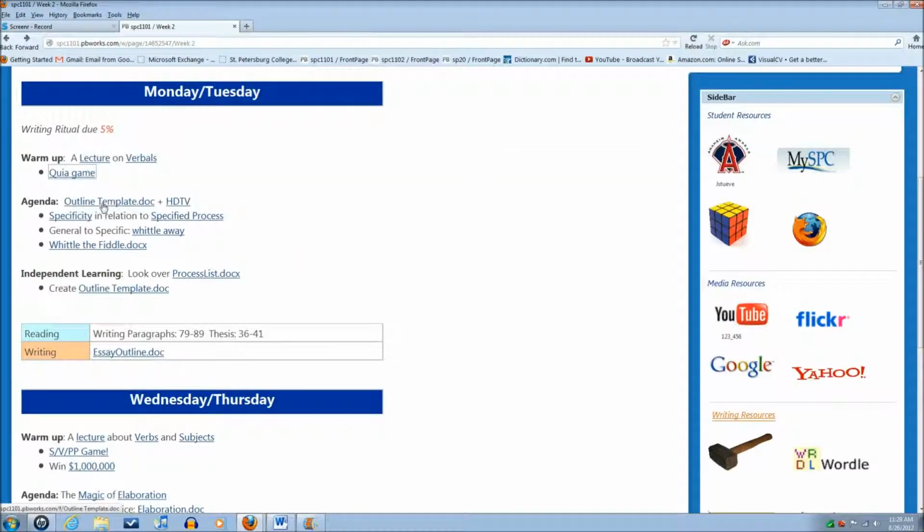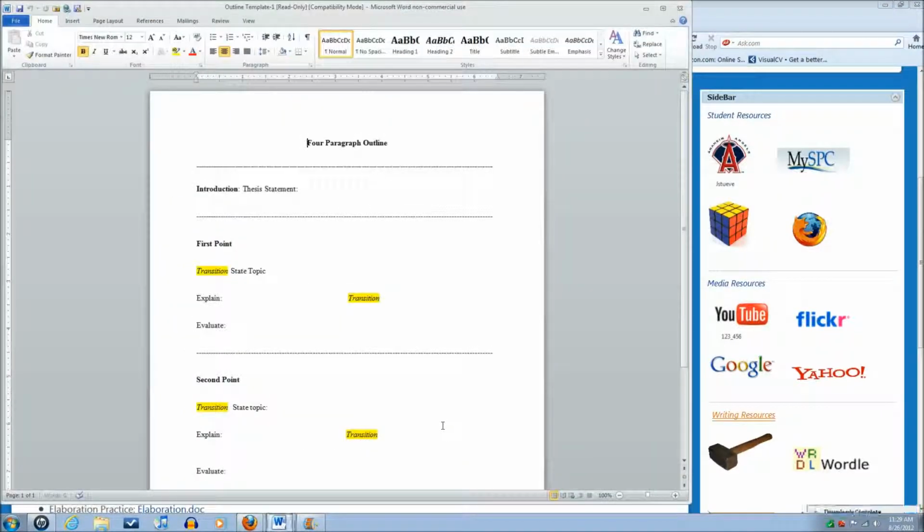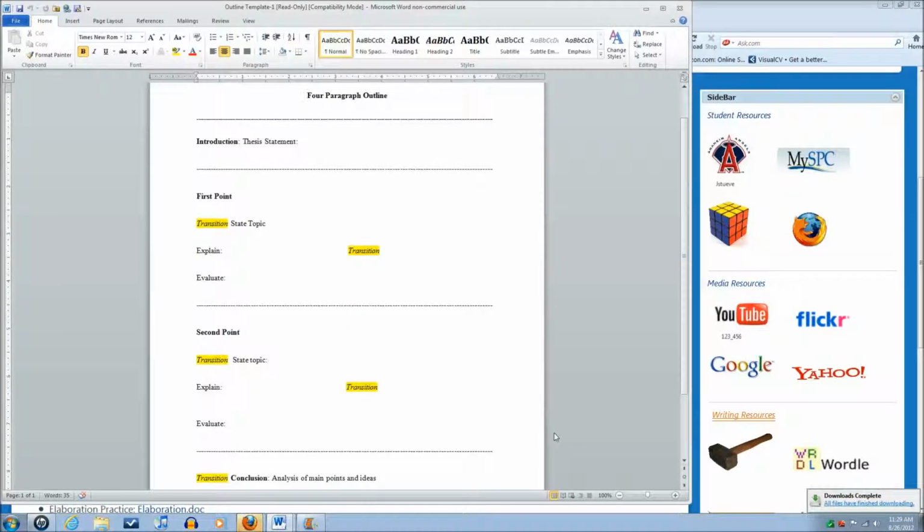Once we get to the agenda, we're looking at the outline template. Now, this template is a Word document, and it's very simple. It's a 4-paragraph essay. Yes, you are going to be writing a 4-paragraph essay, not 5. The body paragraph should be the largest and most detailed.